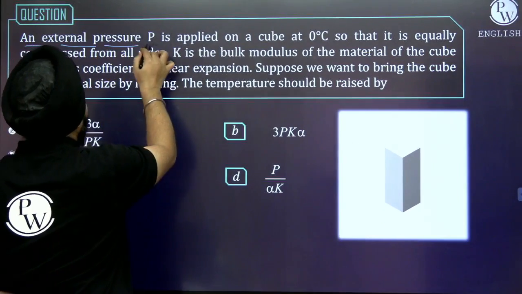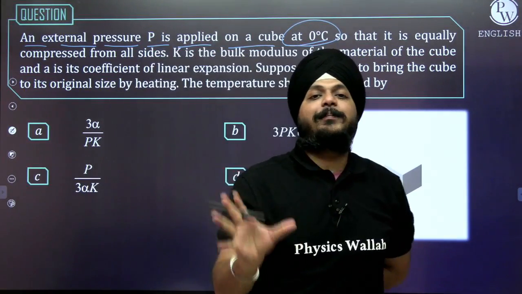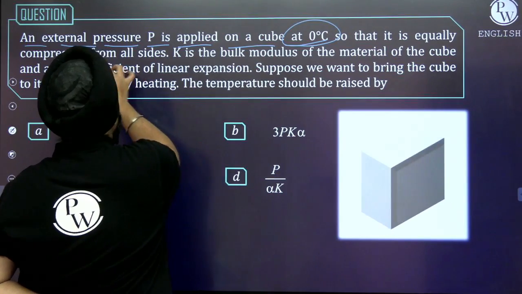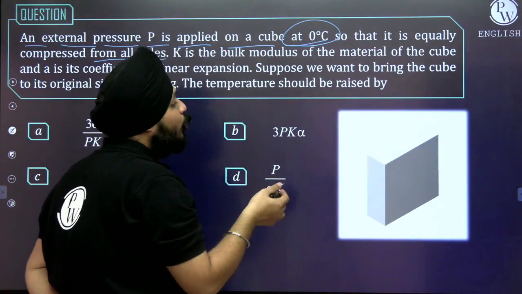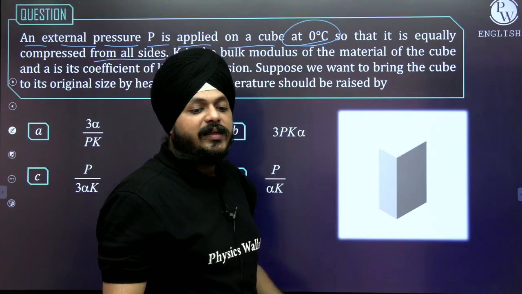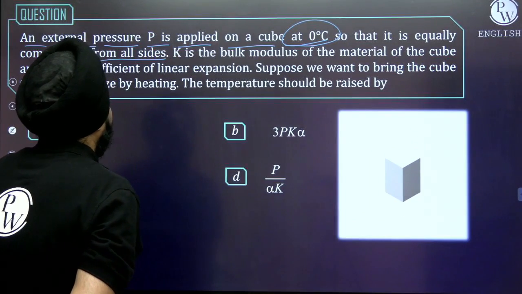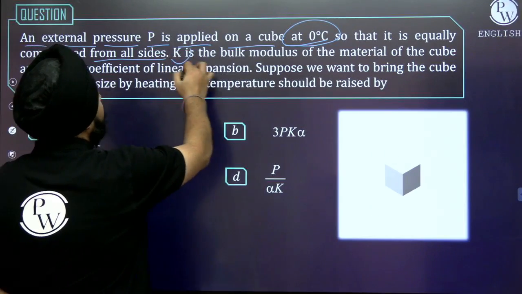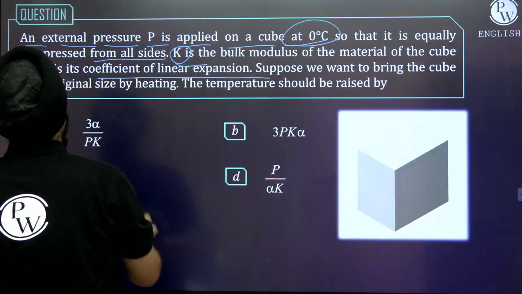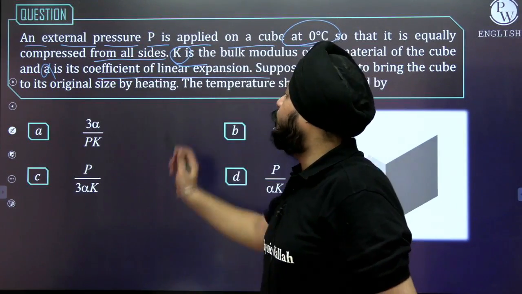An external pressure P is applied on a cube at 0 degrees centigrade. One cube is kept at 0 degrees centigrade and pressure is applied equally, so the cube is compressing equally from all sides, as you can see in this visual. If K is the bulk modulus of the material and alpha is the coefficient of linear expansion, then which of the relations is correct for the change in volume?